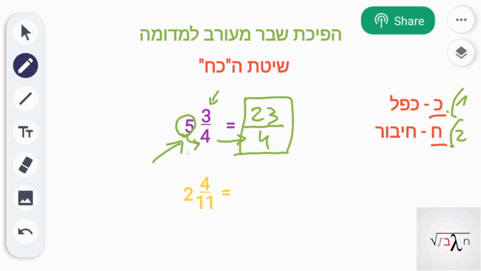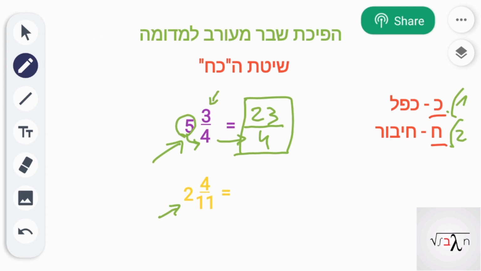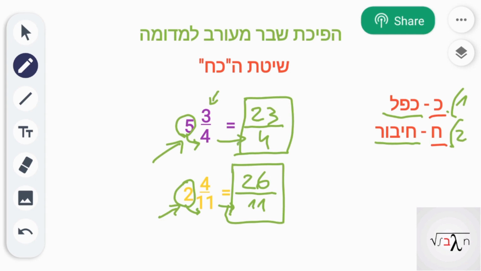Let's see if you can convert the second mixed number into an improper fraction. Let's see if you were right. We start with M, which is multiplication. We multiply the whole number with the denominator. 2 times 11 equals 22. And now the second step, we add the number we got to the numerator. 22 plus 4 equals 26. The number we got after using the MA method is our new numerator. 26/11. The denominator stays the same. 26/11 is the improper fraction and the final answer.